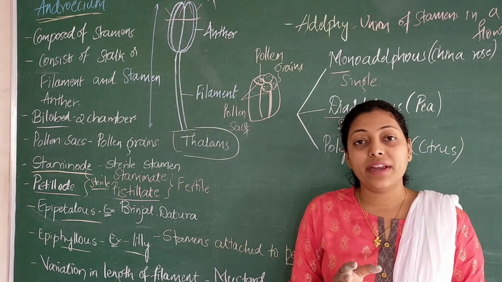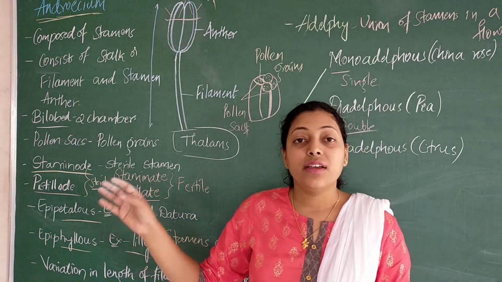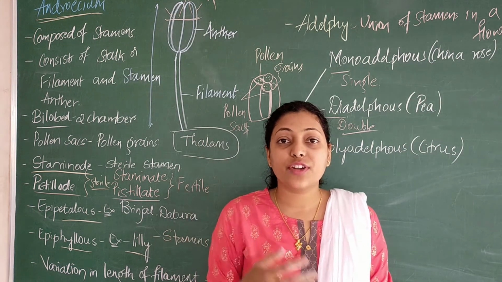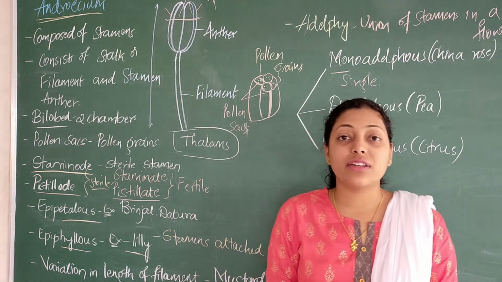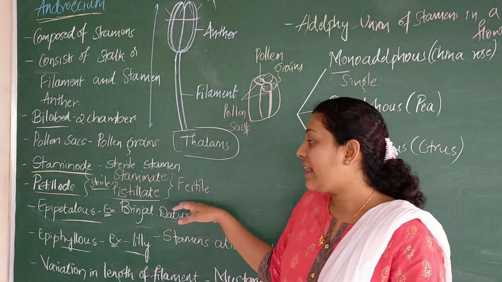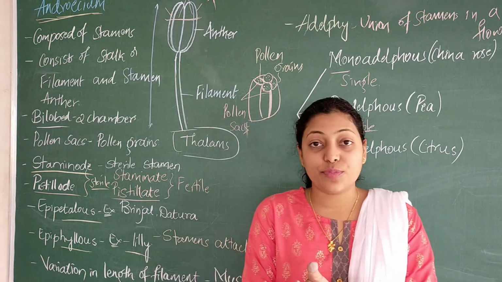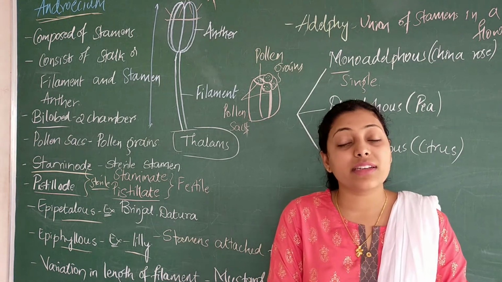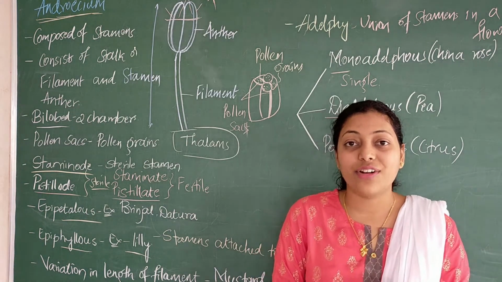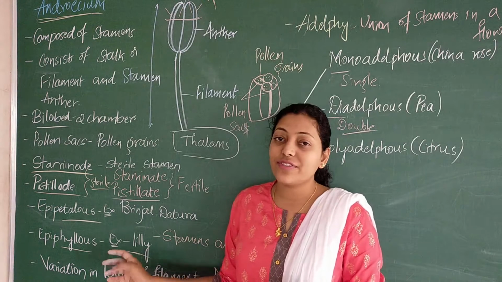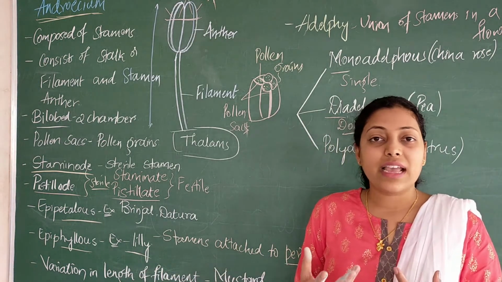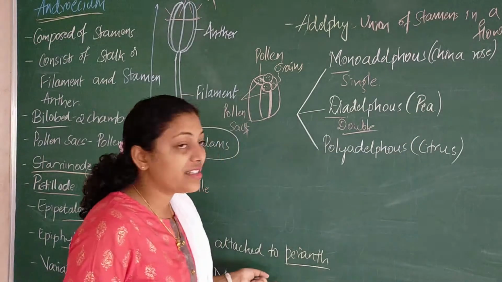If a stamen is sterile, then even if fertilization takes place, there is no successful transfer of the male gamete. That particular sterile stamen is called a staminode. On the basis of attachment, if the stamens are attached to petals, it is called epipetalous, and if the stamens are attached to the perianth, it is called epiphyllous, as in lily flowers. There can also be variation in the length of the filaments. For example, you can take mustard flowers.